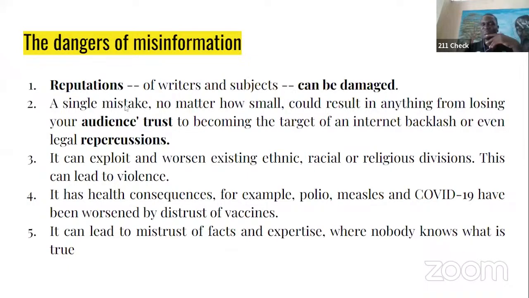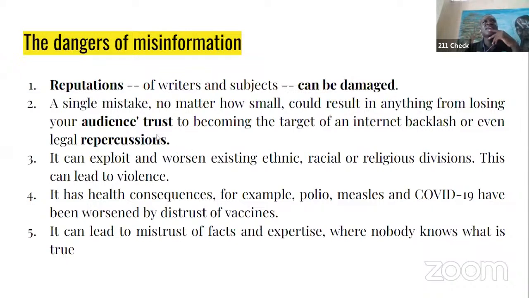We say that a single mistake, no matter how small, could result in losing your audience's trust. Of course, when your reputation is gone, the trust of your audience is gone. And that is a key for you to become a target of an internet backlash or even legal repercussion. Yeah, sometimes when you damage someone's reputation in your reports, or when you misquote someone, somebody can sue you to court and you can be what?